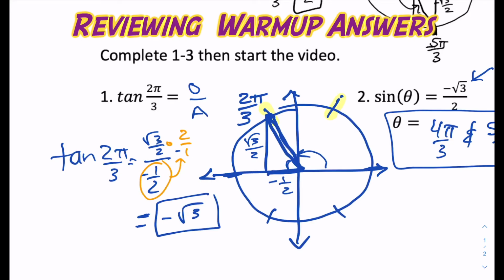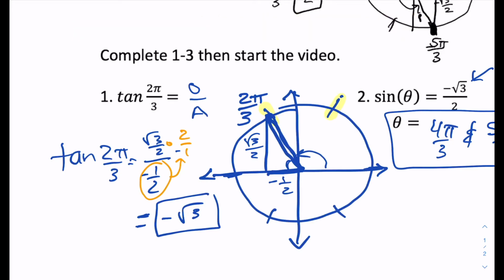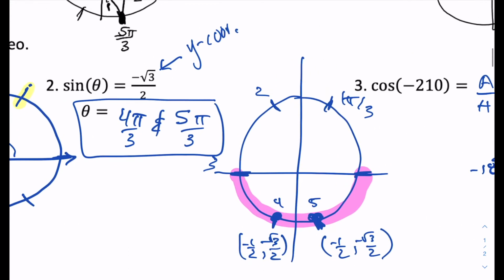of 2 pi over 3 is negative root 3. After counting around my circle 2 pi over 3 radians in angle rotation, I drew a reference triangle and used the reference angle to do opposite over adjacent to get negative root 3. Sine theta equals negative root 3 over 2.